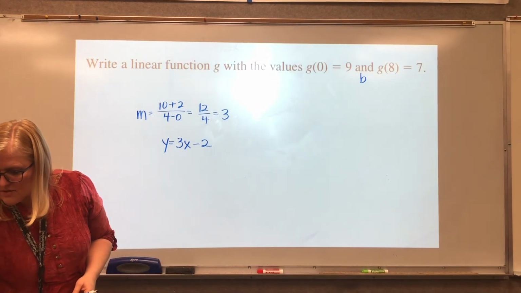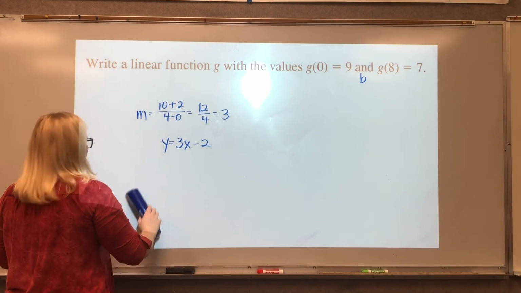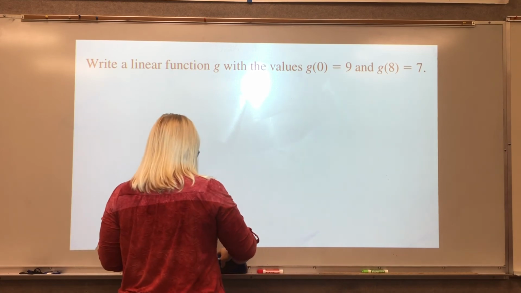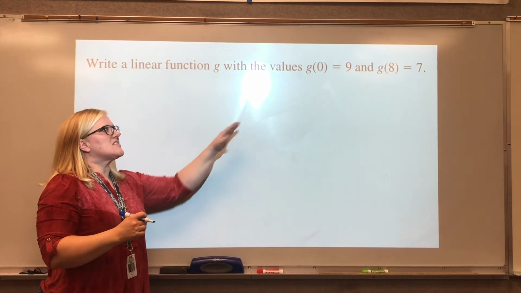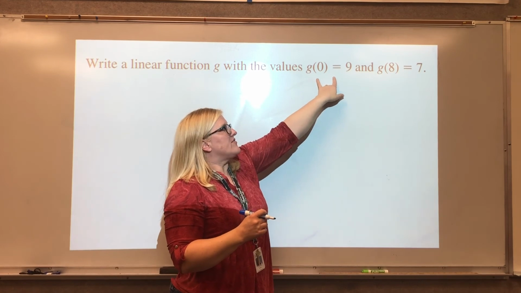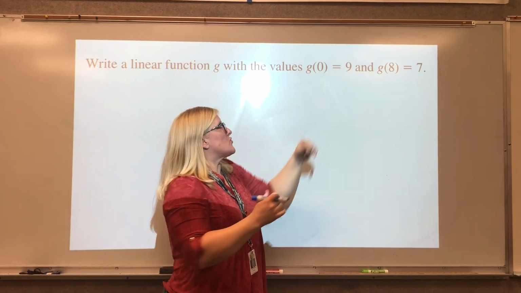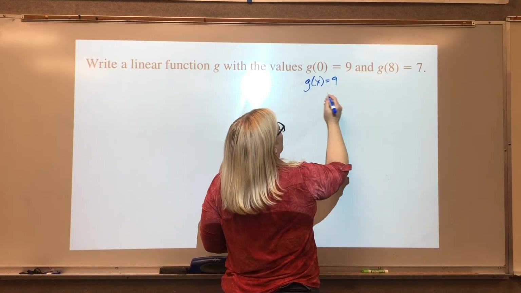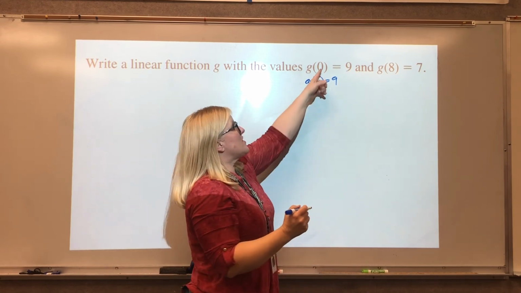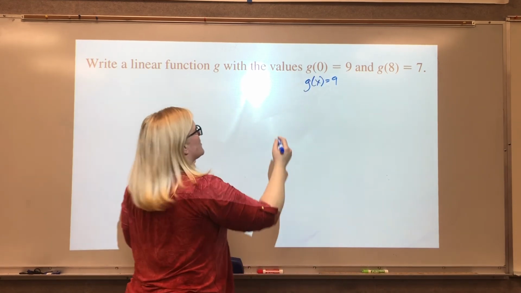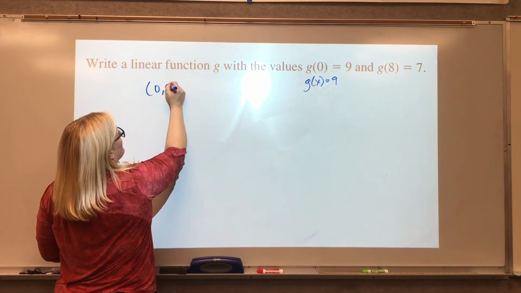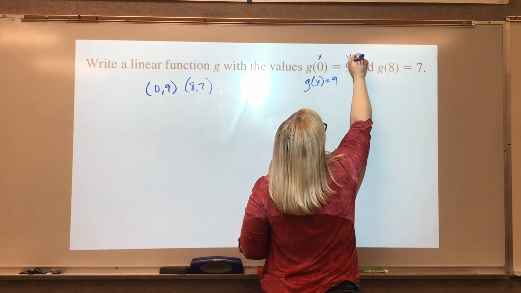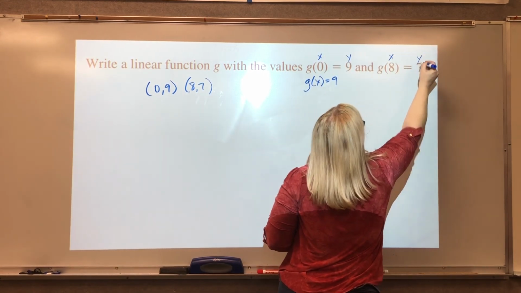Now this is how we would do a problem like this in function form, using function notation. Remember that when I have an equation that looks like this, this was originally the x value. This was g of x equals 9, and they put in 0 here. So this is actually my x value. So this is 0, 9, and 8, 7. This is my x value, this is my y value. That's my x value, that's my y value.